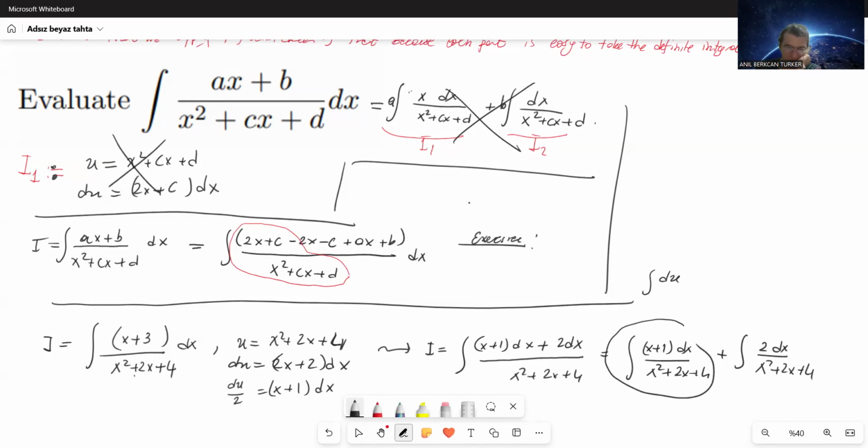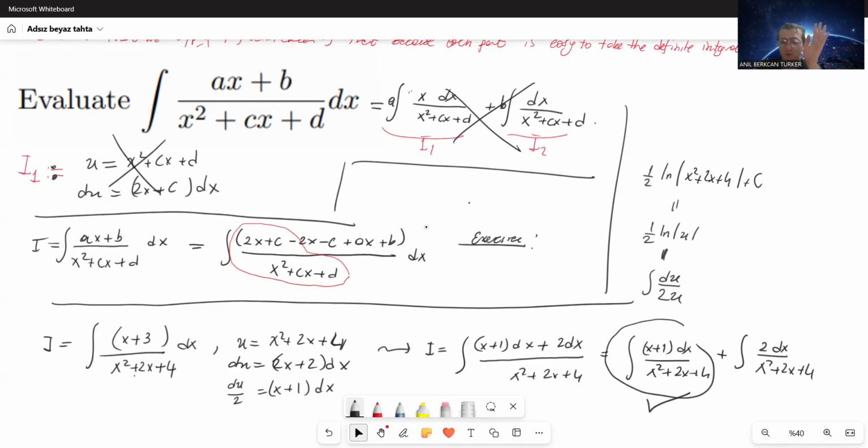By the way, there should be some 2, right? This should be du over 2u, because x plus 1 dx should be du over 2 by these calculations. So this is now equal to 1 over 2 ln u. What is u? It is x squared plus 2x plus 4. Put the constant. So this part is finished.